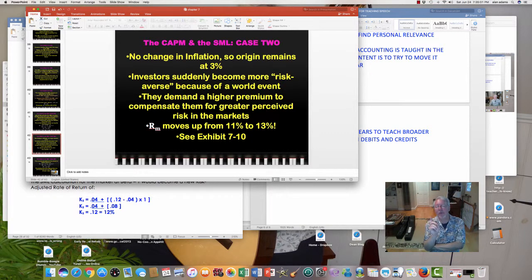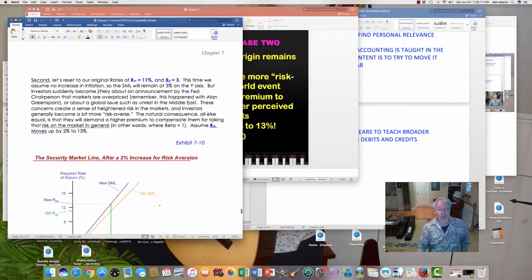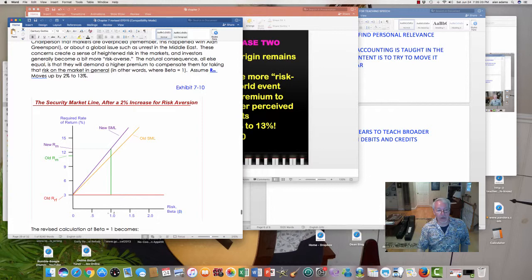So now let's assume it moves up 2 points. The T-bill rate stays the same, 3%, but R sub M, the market return, moves from 11%, as we started with, to 13%. What happens? At a beta of 1, now 13%, not 11%, is required. And the origin is at the original 3% that I defined, because perception of risk does not change the T-bill return. We peg that back at 3%.